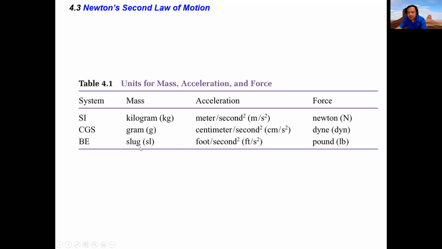And then for the British English, slug for the mass, and the acceleration is foot per second squared. British English is otherwise, shall we say, the FPS system. It stands for foot, pound, second, because it's using the foot here, second squared, and the unit of force is pound. So that's for all other non-SI units for the concept of force, acceleration and mass.